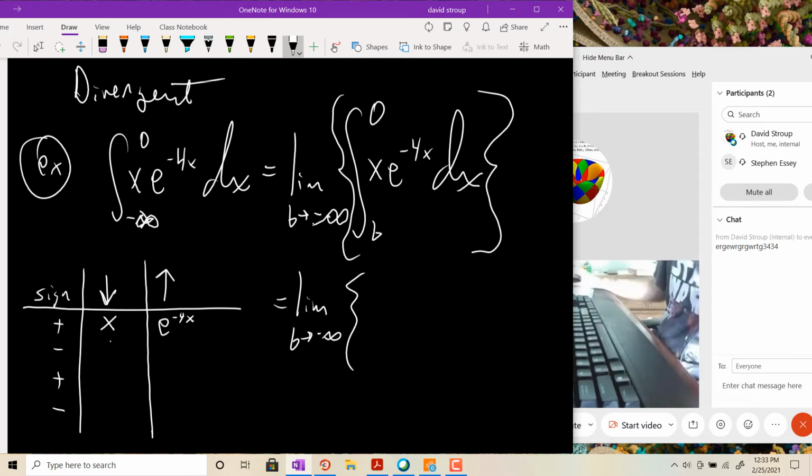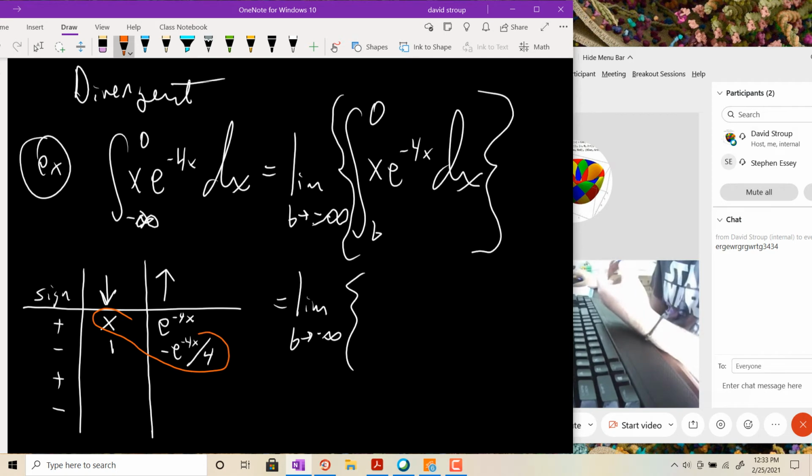You go down one row and you're differentiating here, so you get 1, and you're integrating here, so you get negative e to the negative 4x all over 4. And then what you do is write this part. That's the next part of your answer. So I'll have negative x e to the negative 4x over 4.